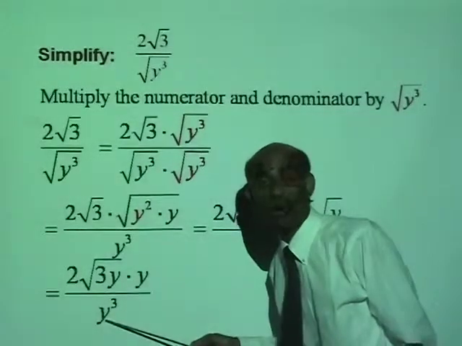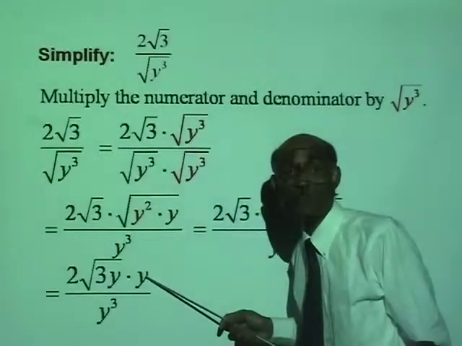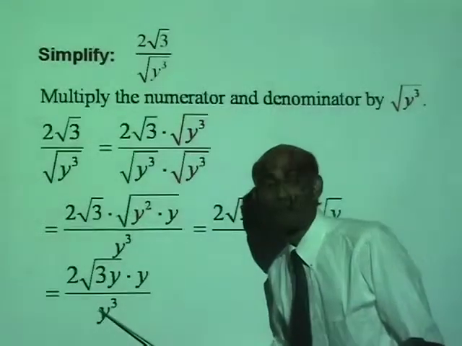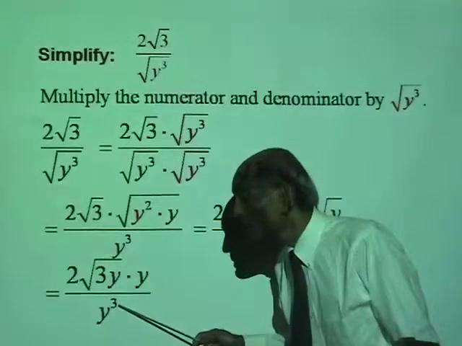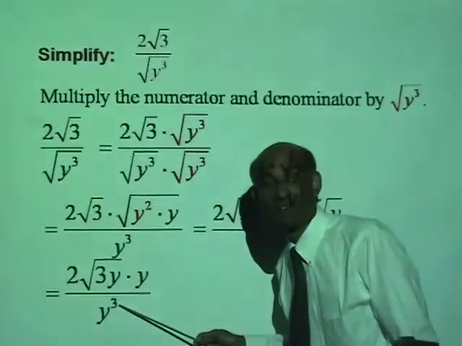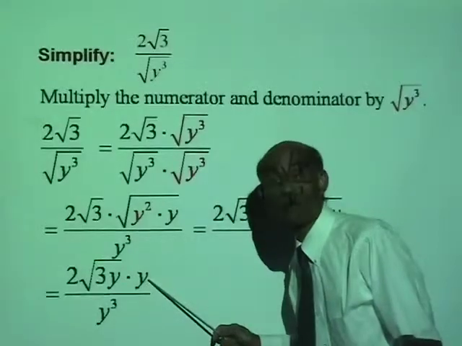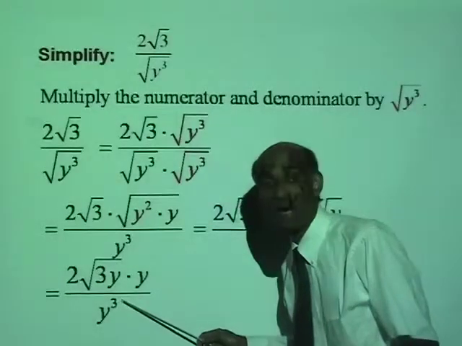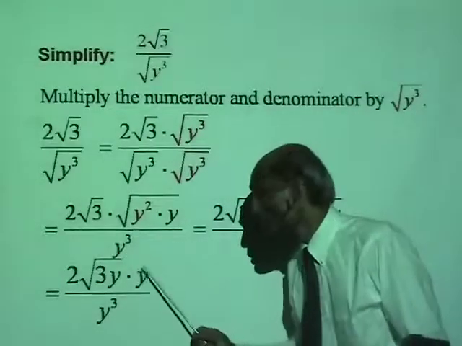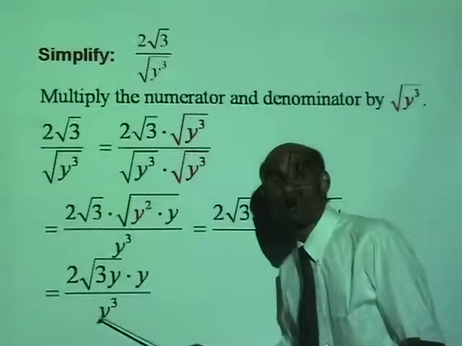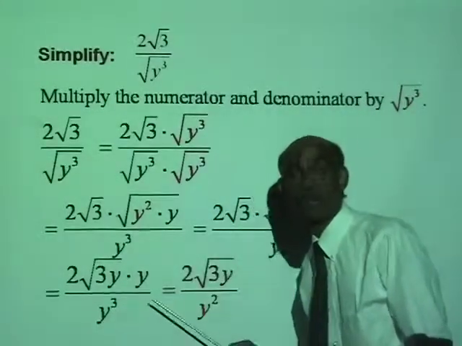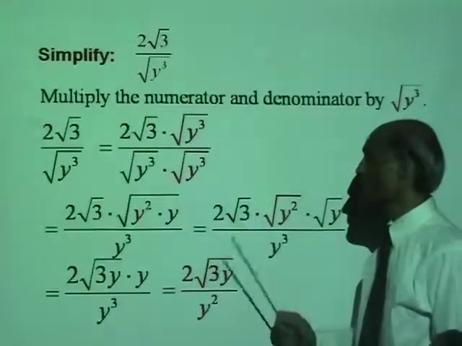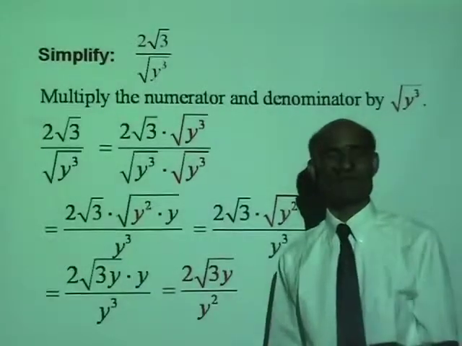There is a y cubed in the denominator, a y in the numerator. Use the quotient rule to simplify that. The denominator power is greater. That means this y will go from the numerator and the denominator becomes y to the power of 3 minus 1, which is y squared. So the y on the numerator will go, y cubed now becomes y squared. You see that? So the answer is 2 square root 3y divided by y squared.